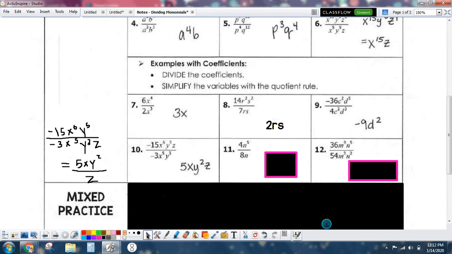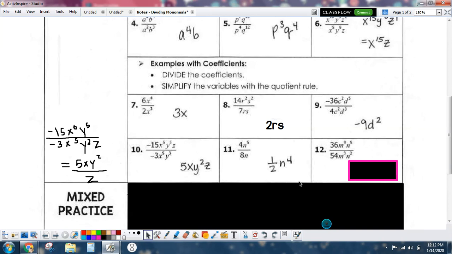So we're going to try 2 more, and that's going to be your turn. So for 11, we're doing 4n to the 5th divided by 8n. 4 divided by 8, you should know, is a fraction, and that's okay that it's a fraction. We're just going to simplify it. 4 over 8 simplifies to 1/2. And then n to the 5th divided by n, so that's like n to the 1st. So n to the 5th divided by n to the 1st, 5 minus 1 is 4. So you should have 1/2 n to the 4th.